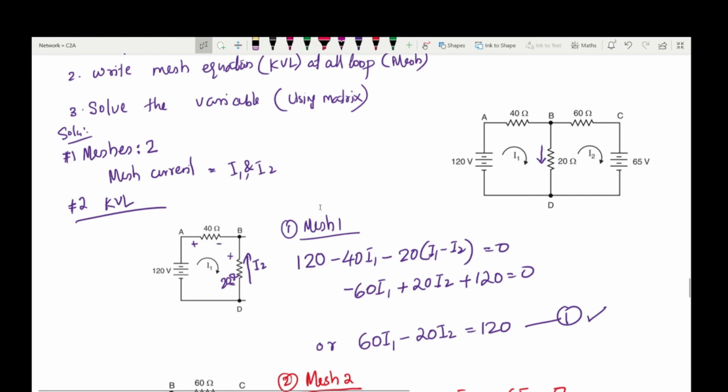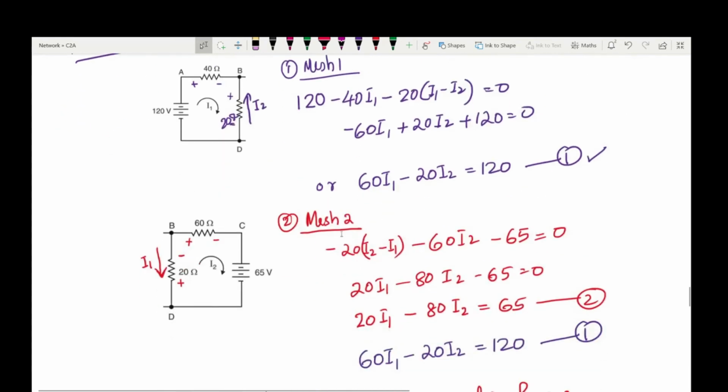So now the mesh 1 equation is over. Next let's take mesh 2, this part alone, that is B, C, D, B. When we are in mesh 2, what is our positive current? Positive current is I2. Since I2 and I1 are opposite, under this condition, the current flowing through the 20 ohm resistor is to be taken as I2 minus I1. Let's see that one. So this is the mesh 2 condition. This is your mesh 2.